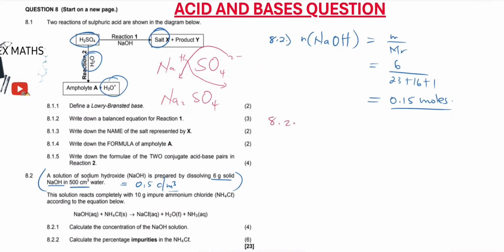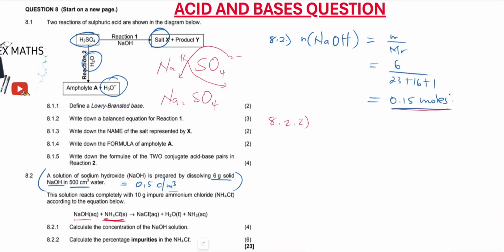Next question, 8.2.2. Calculate the percentage impurities in ammonium chloride. So in this case, we are told that this solution reacts completely with 10 grams of impure ammonium chloride according to the equation below. Ammonium chloride is 10 grams, but it has impurities, meaning impurities are not going to react with sodium hydroxide. So on these 10 grams, there's a certain mass that is going to react, which is for pure ammonium chloride. So in this case, we want to calculate the number of moles of ammonium chloride that are going to react with sodium hydroxide.